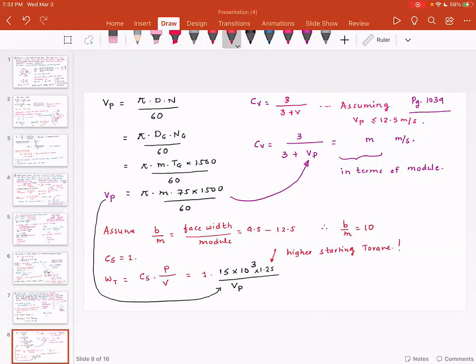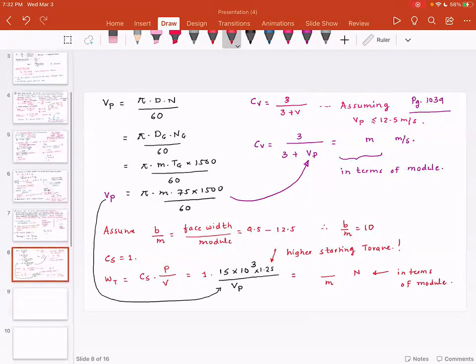So if you look at this entire equation, and I would encourage you to work this equation out, you will realize that the Vp value will be in terms of module. So this entire equation will be in terms of module. So this will be some function of module. So there will be a constant divided by module. And this unit here has to be Newton. So this will be in terms of module. I don't have intermediate answers. So what I will do is I'll give you the steps and then I will give you my final answer.